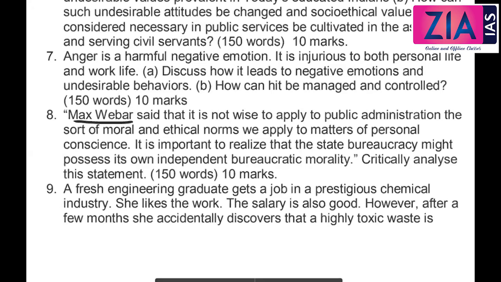The spelling is not correct. Weber. Max Weber said that it is not wise to apply to public administration the sort of moral and ethical norms we apply to matters of personal conscience. It is important to realize that the state bureaucracy might possess its own independent bureaucratic morality. Critically analyze the statement. So Weber's concept I have discussed in the 2017 question.